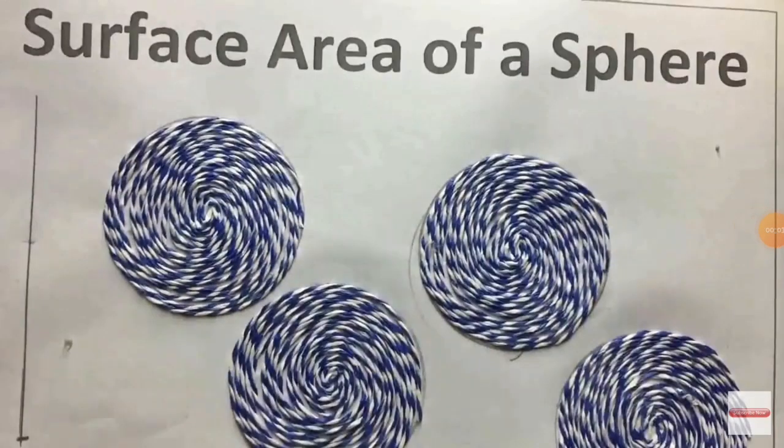The string which had completely covered the surface area of the sphere has been used to completely fill the regions of the 4 circles, all of the same radius as that of the sphere. So this means that the surface area of the sphere is equal to 4 times the area of the circle. So surface area of sphere is 4 into area of circle, which is pi r square. So surface area of sphere comes out to be 4 pi r square.